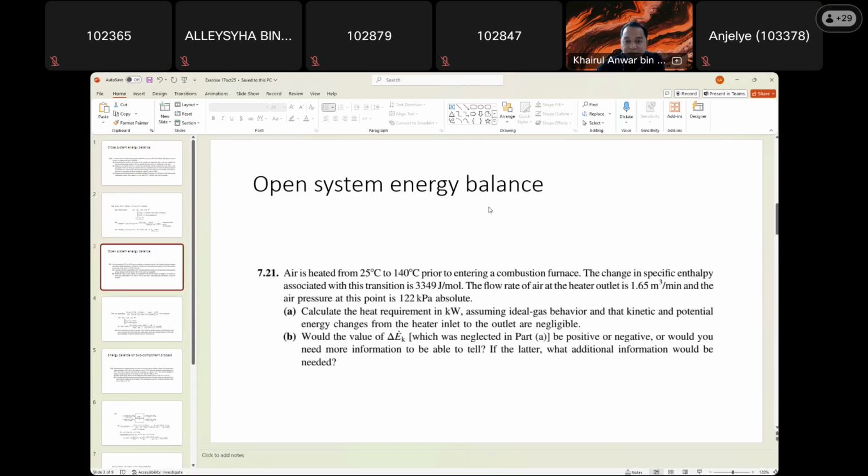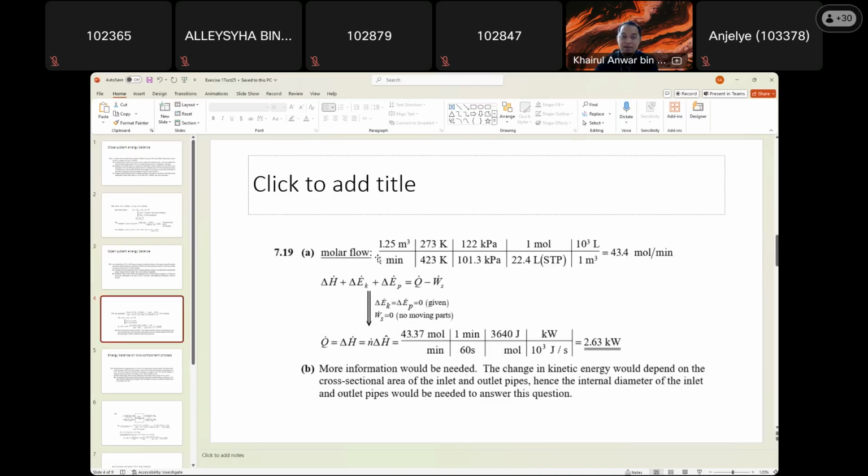So first thing you need to do is draw the process for A. The heater outlet is my basis. Since the specific enthalpy is given in moles, you need to remember specific enthalpy is sometimes in joule per kilogram, and in this case it's per mole, so joule per mole. Since it's in mole, you need to convert the volume flow rate to molar flow rate.